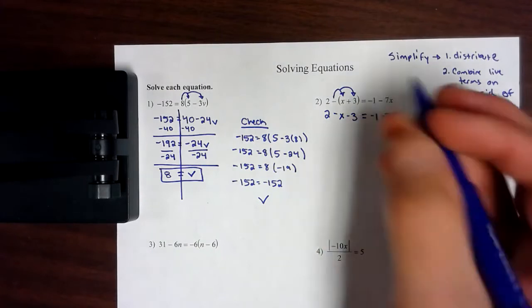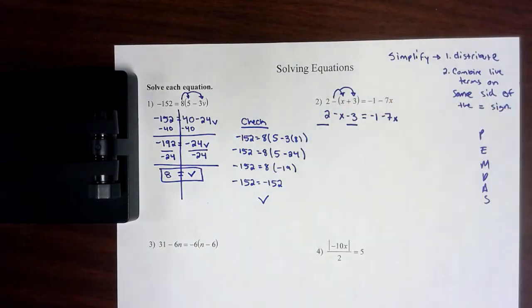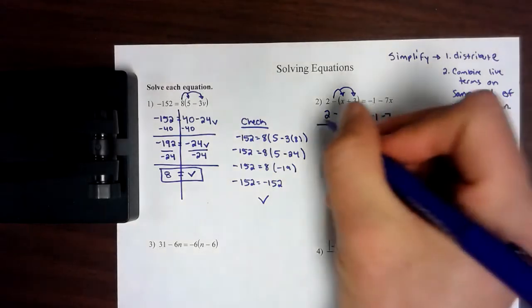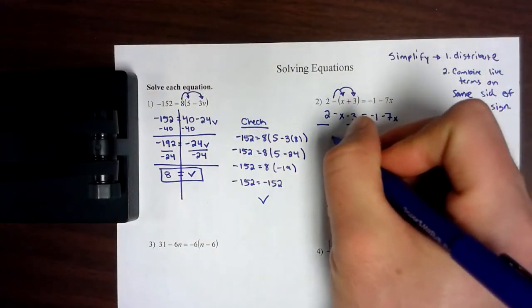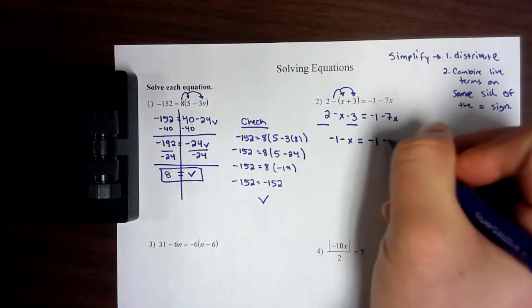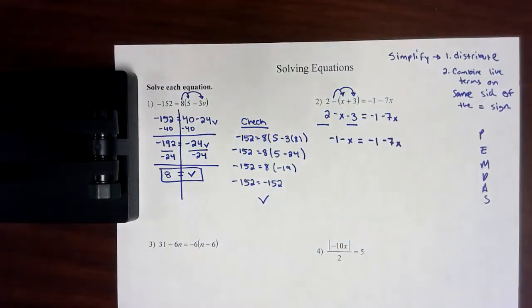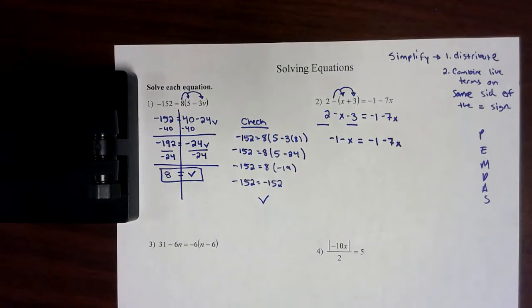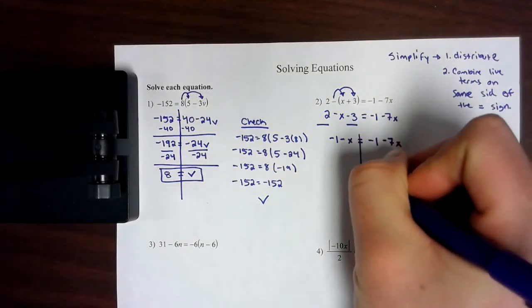Now I got to look for like terms. Do we have any? Yes, right? 2 and -3. Those can combine together. 2 minus 3 is -1. So I have -1 minus x equals -1 minus 7x. Now we have numbers and variables on both sides. So it doesn't matter if we want to bring the variables to the left side or right side and numbers to the other side. Let's go ahead and bring the variables to the left-hand side and the numbers to the right-hand side. Let's do it one step at a time.